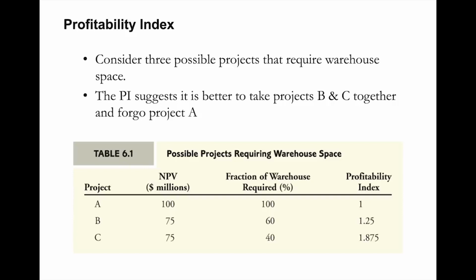So having a look at this, project A has an NPV of $100 million, but it also requires 100% of the warehouse space. So the profitability index here is our NPV of $100 million divided by the percentage of the warehouse that the project consumes, which is 100%. So our profitability index here is 1. It's 1 for 1. So $1 million per 1% of warehouse space used.